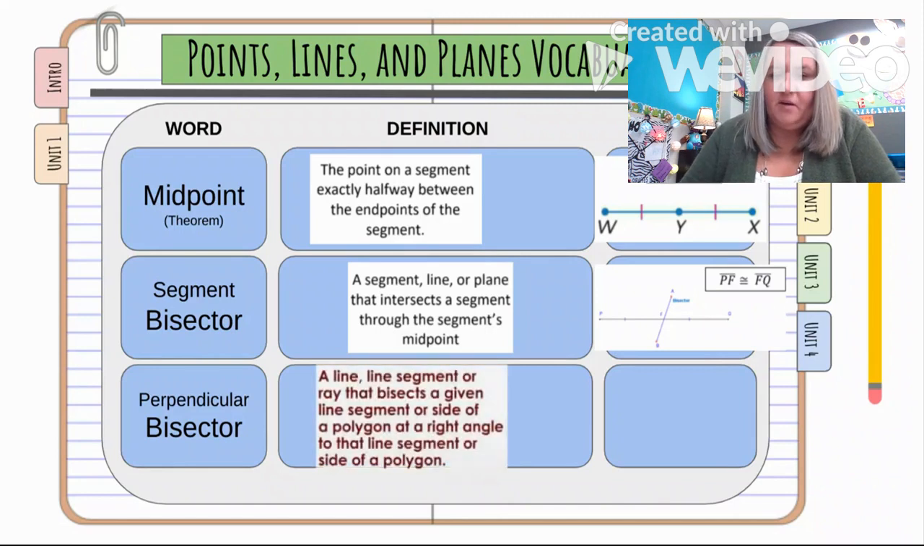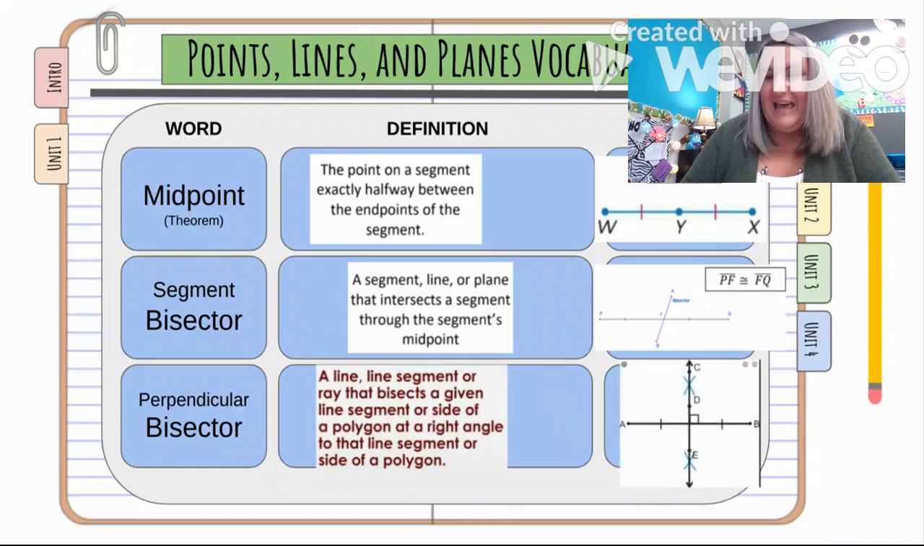We also have this thing called a perpendicular bisector. It's a segment bisector, except it goes to the midpoint at a 90-degree angle. If you can see the difference between the two pictures. You can also see on this perpendicular bisector the two tick marks or the hash marks, which shows you that those two line segments are congruent.